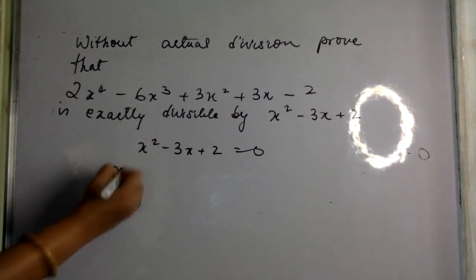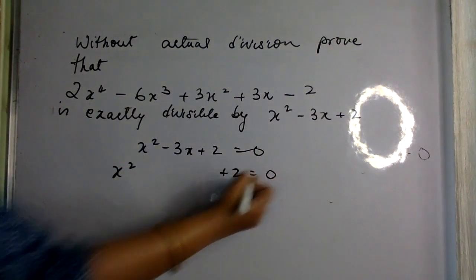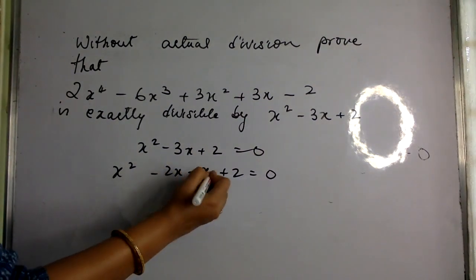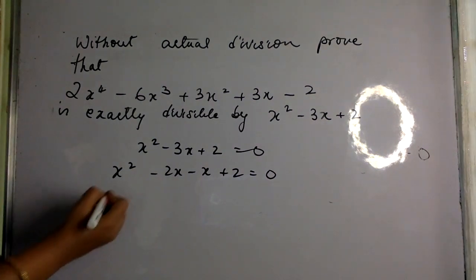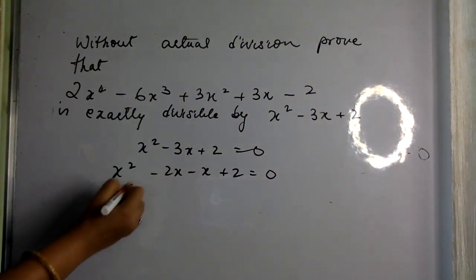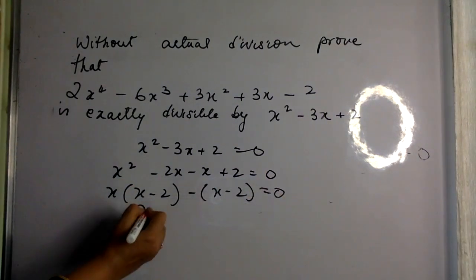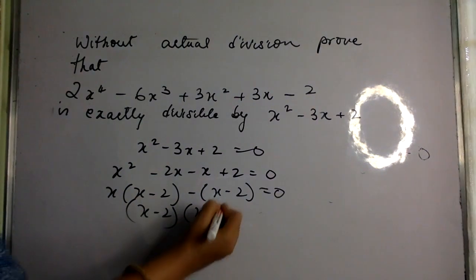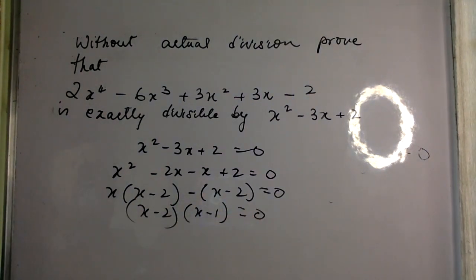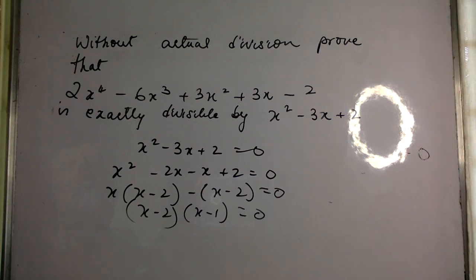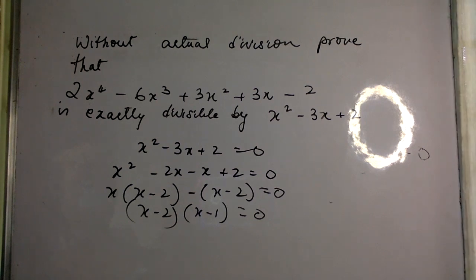Now we are going to split x square. We will use the splitting the middle term method. That is minus 2x and a minus x. So x minus 2 and x minus 1 is a 0. So the product of x minus 2 and x minus 1 is 0.